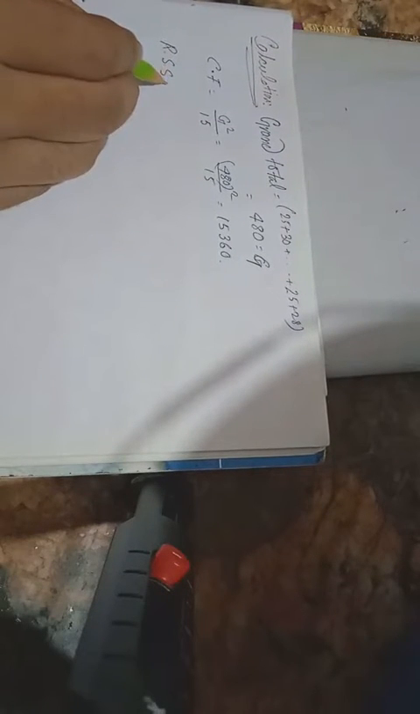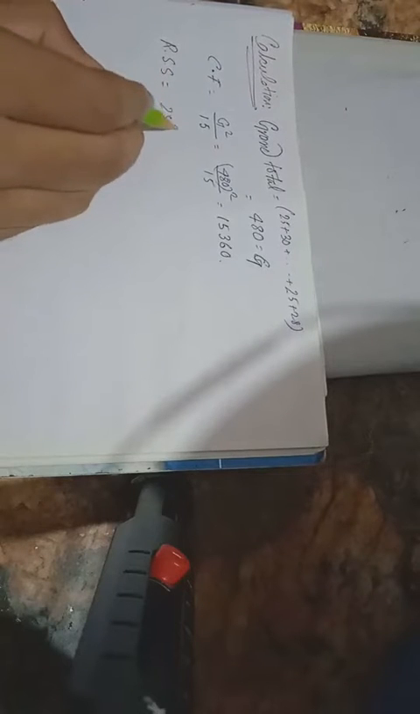Sorry for the camera. Now we need to find the raw sum of squares, the sum of squares of all the observations. This.